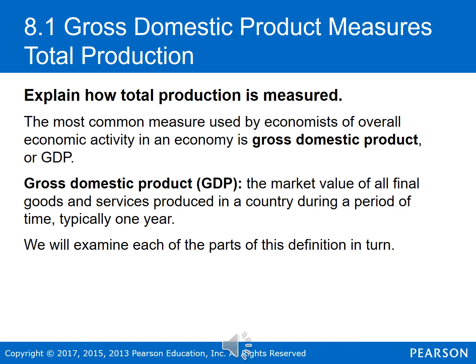So the most common measure used by economists of the overall economic activity is gross domestic product. So that's why we're starting with it. The definition of gross domestic product is the market value of all final goods and services produced in a country during a period of time. Now, the typical time period we look at is 1 year, but we'll also look at changes each quarter, so each 3 months of the year. Now, we'll explore each part of this definition in turn because it's very important to understand what exactly goes into GDP.